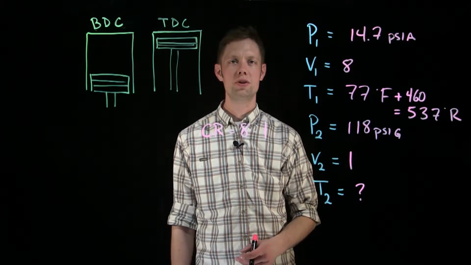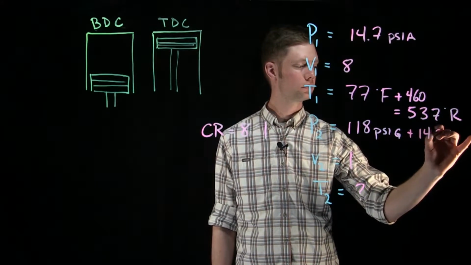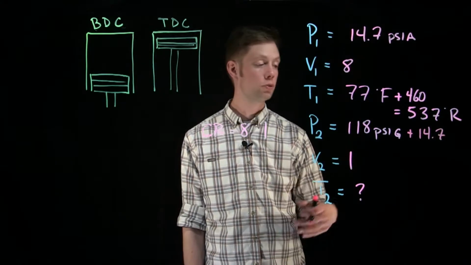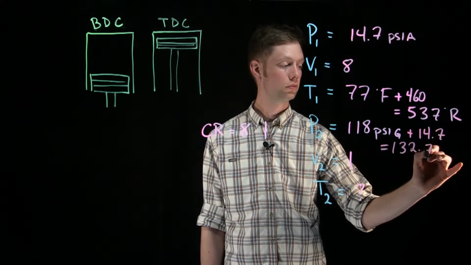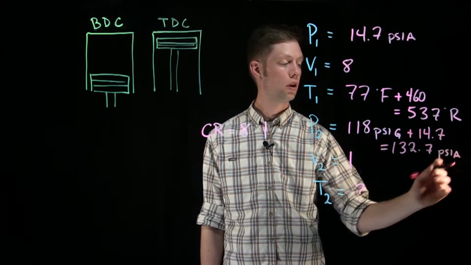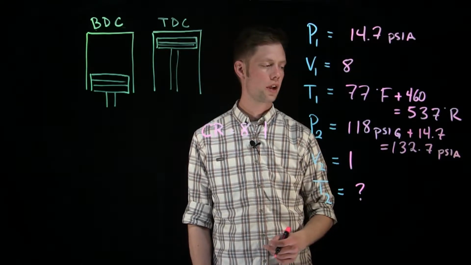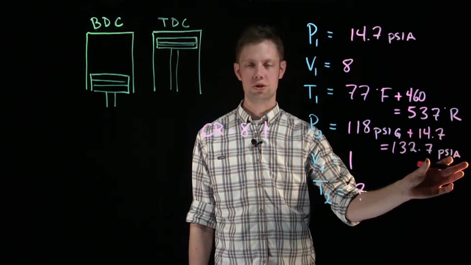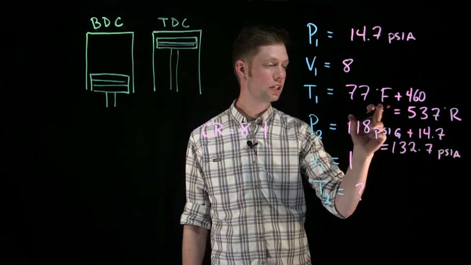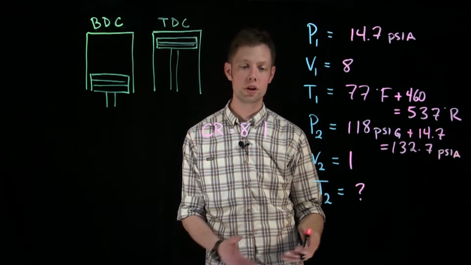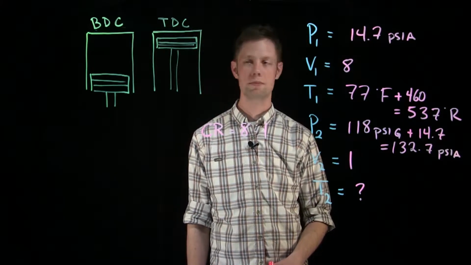Next, we need to take 118 and add 14.7 to convert this to absolute pressure. This tells us what the discharge is on that compressor. So also another note to point out, always put the units in here to clearly make it visible that you've included or not included the absolute values for this type of problem.